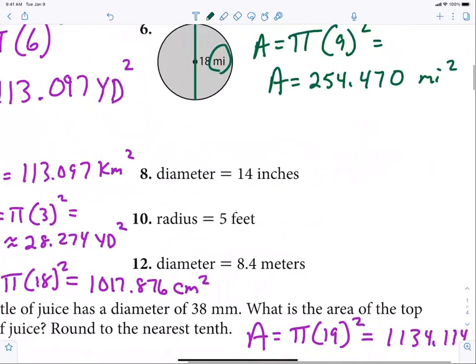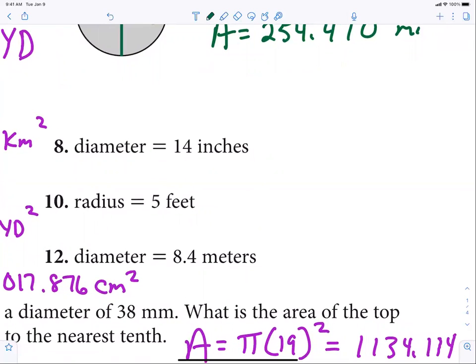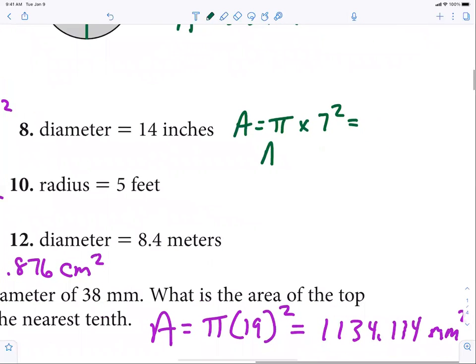Allie, number 8. What am I doing? So would it be 5 times 14 squared? Nope. Pi times what? For number 8. 14. It's a diameter. I mean 7. There you go, kiddo. Sorry. It's all right. No, don't be sorry. That's part of what I'm showing everybody. You got to be careful. So now tell me the answer. 153.938. And then inches squared. Thank you very much.